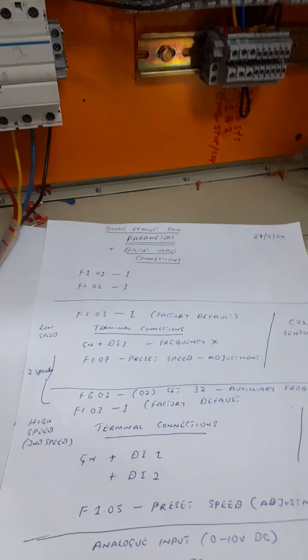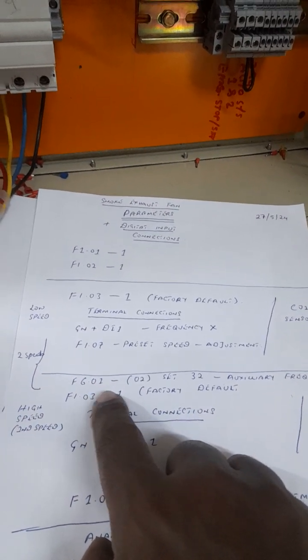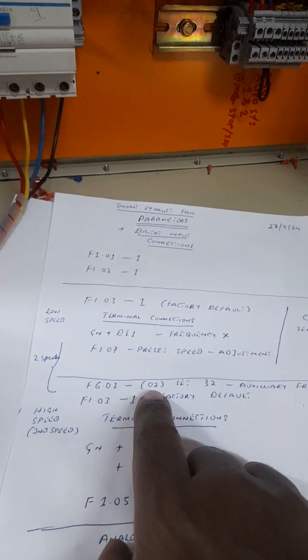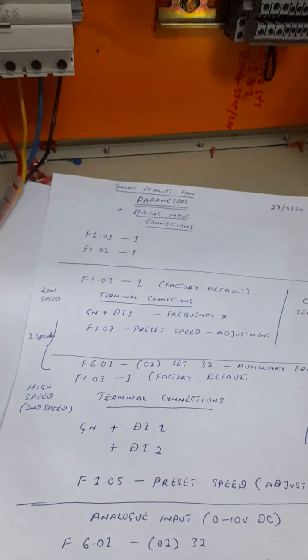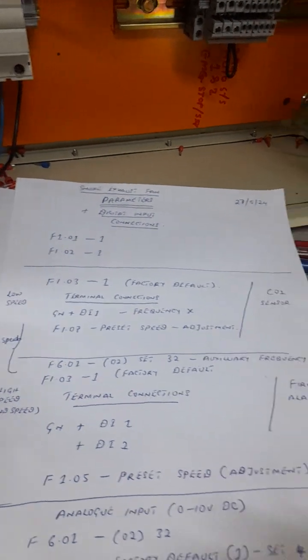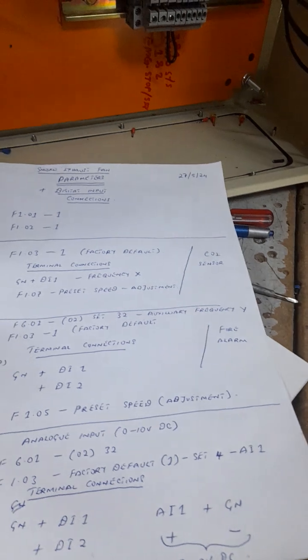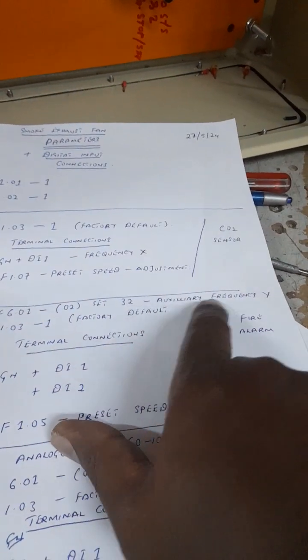But we know the digital input 2 default at f6.01 is 2, because it's a reverse. Actually digital input 2 is a reverse, but now we want to use it for the frequency Y, so that one I go and set 32.